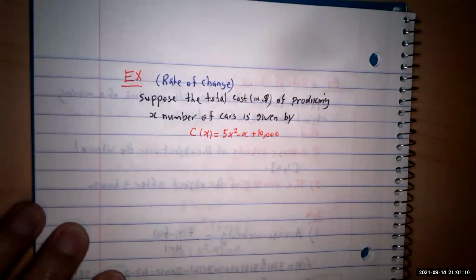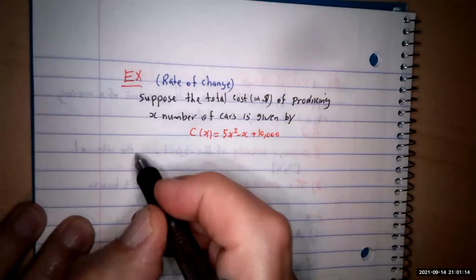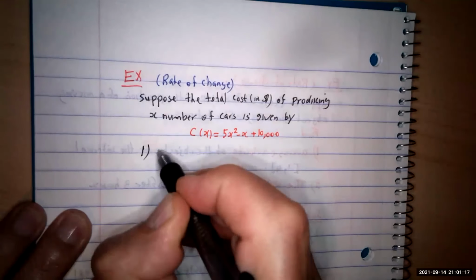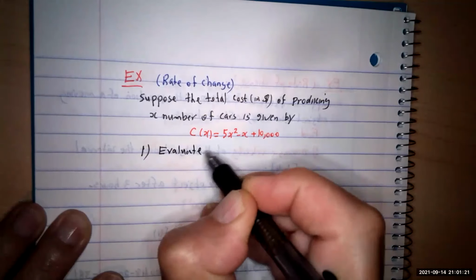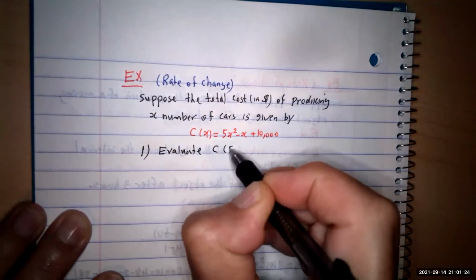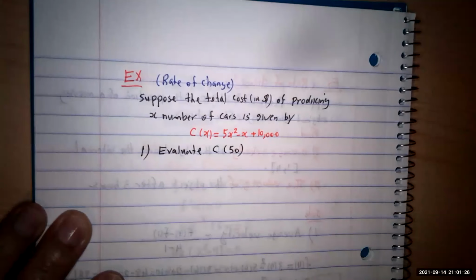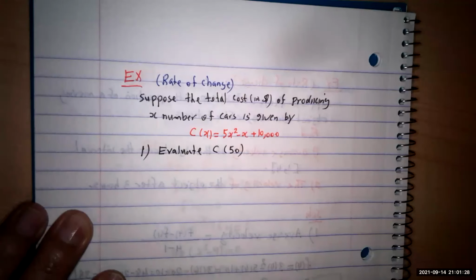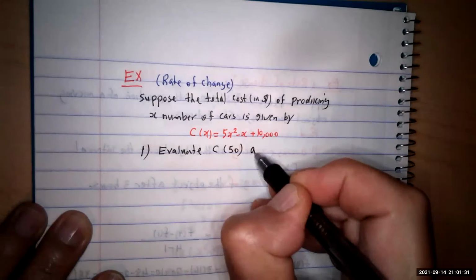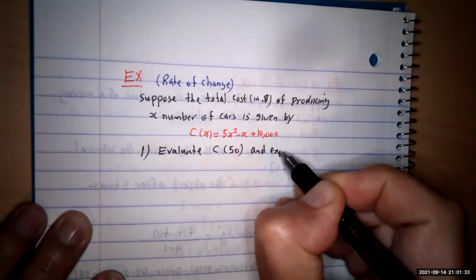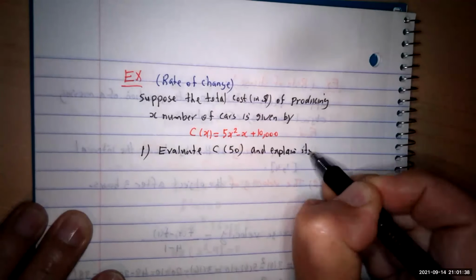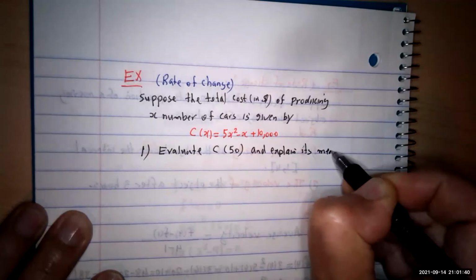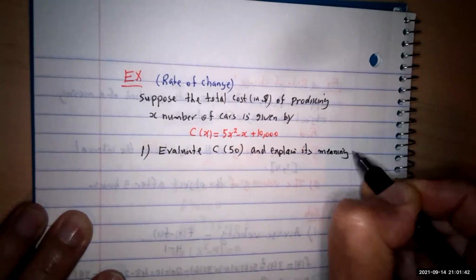So those are the 2 questions that we proposed the other night, but I just gave you the result, and now you're going to do it yourself. The first part, we wanted to evaluate C of 50. That means you replace the X by 50, find C of 50, and explain its meaning in word form.